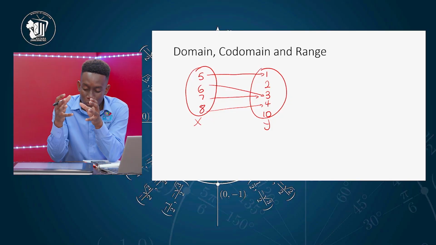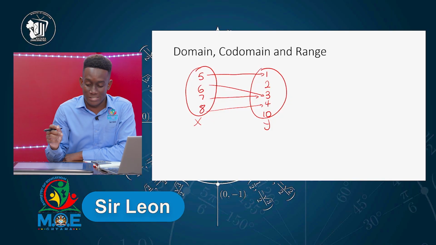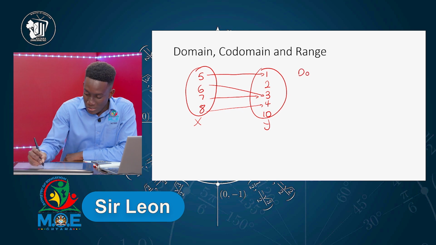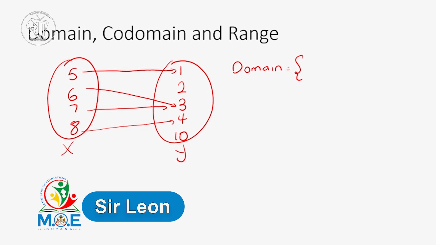For the domain in this arrow diagram, it will be every element that is mapped onto something, that is coming from something in the arrow diagram. In this case, it will be all of the elements in X. We consider those the domain. So for this here, the domain would be 5, 6, 7, and 8.